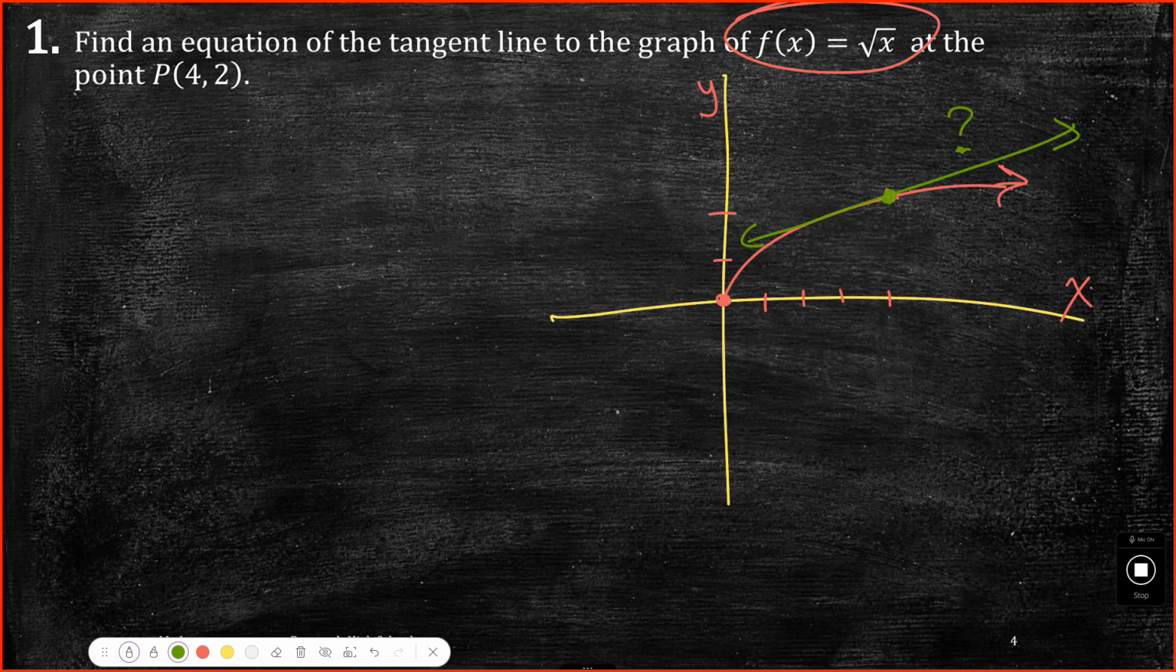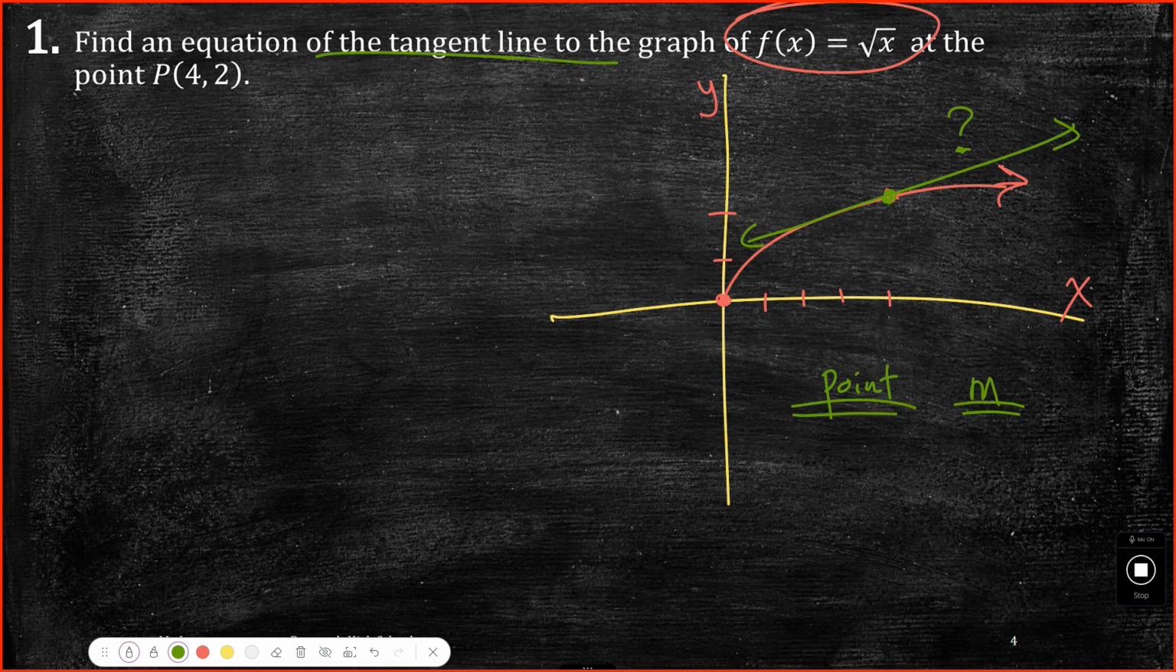That's the question. Okay, so we want the equation of the tangent line. We need a point. To write an equation of a tangent line to any curve, you need a point on the graph, and you need a slope.